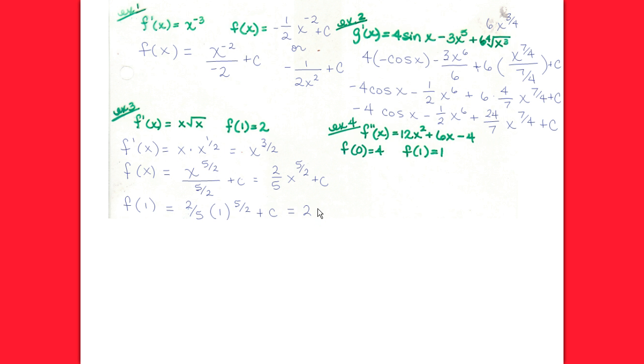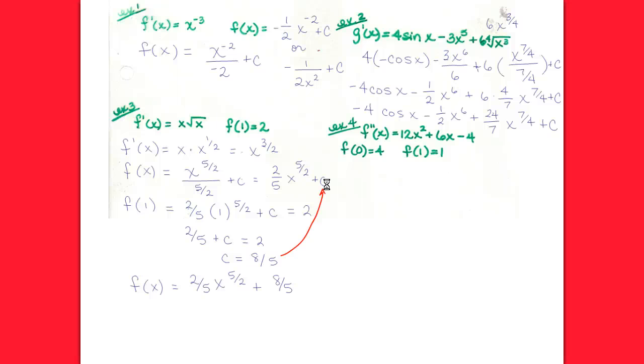All right, so 1 to the 5 halves would give me 1, and then times 2/5 would just give me 2/5. So I've got 2/5 plus c is equal to 2. I'm going to subtract that 2/5 over to the other side, so 2 minus 2/5 gives me 8/5. So if c is equal to 8/5, I can come up and put that in the place of c, and I no longer have an arbitrary constant, right? I solved for that arbitrary constant and was able to fill it in. So I was able to find my unknown. Again, I only could do that because they gave me that extra piece of information in the beginning.